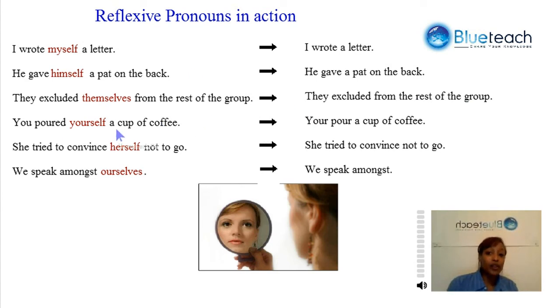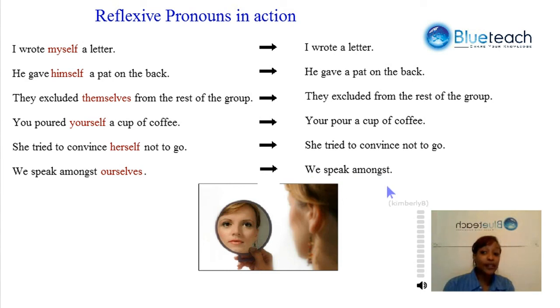You poured yourself a cup of coffee. You poured a cup of coffee. Again, the meaning of the sentence is changed. She tried to convince herself not to go. She tried to convince not to go. This sentence here doesn't mean anything either. It's not correct in English. We speak amongst ourselves. We speak amongst. This is also a sentence, the last one here, that doesn't mean anything at all.